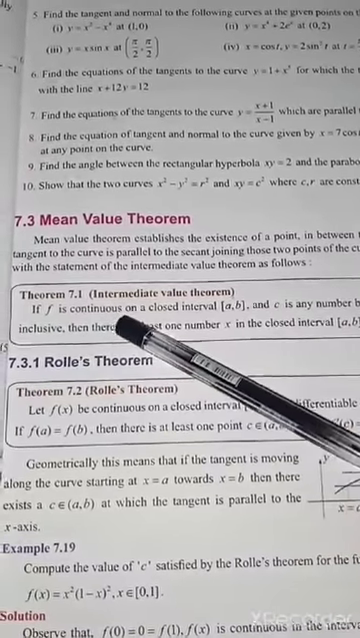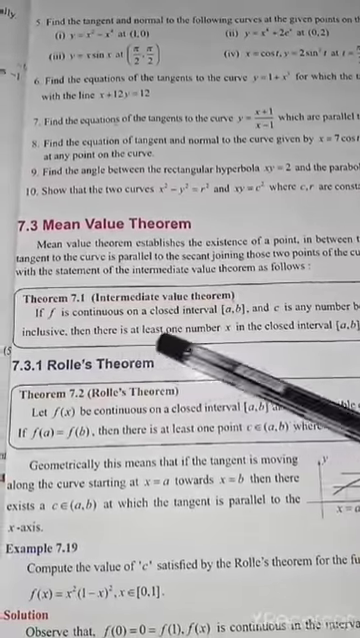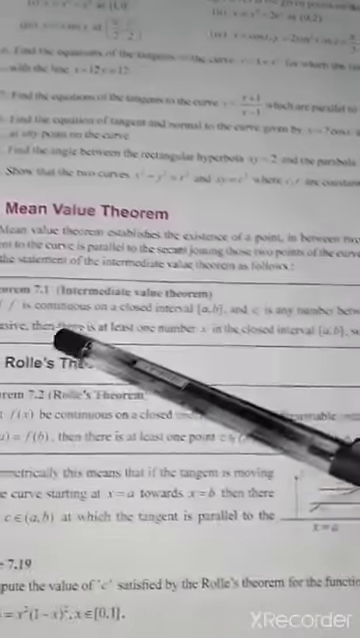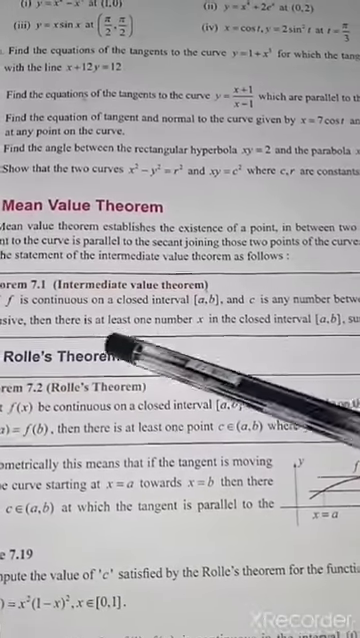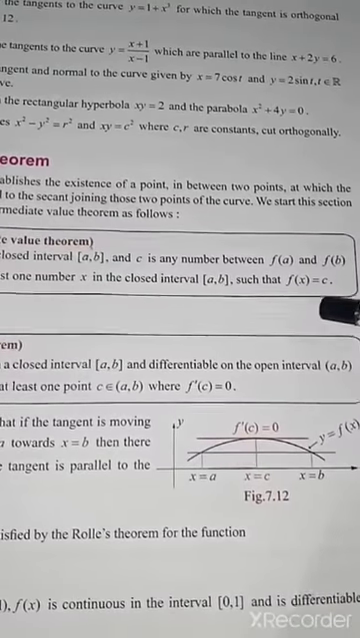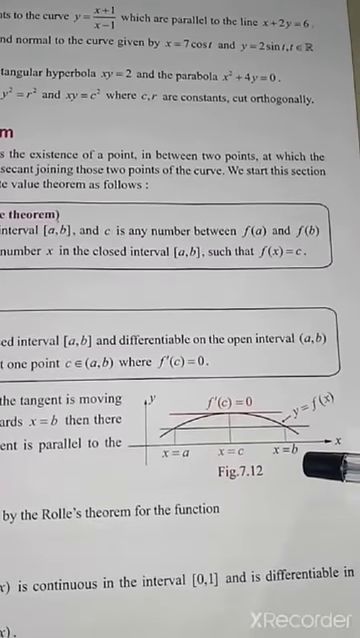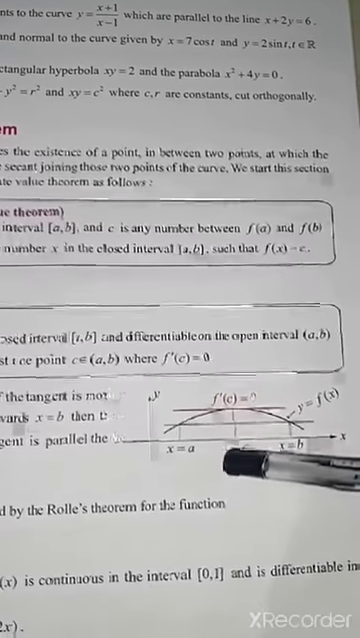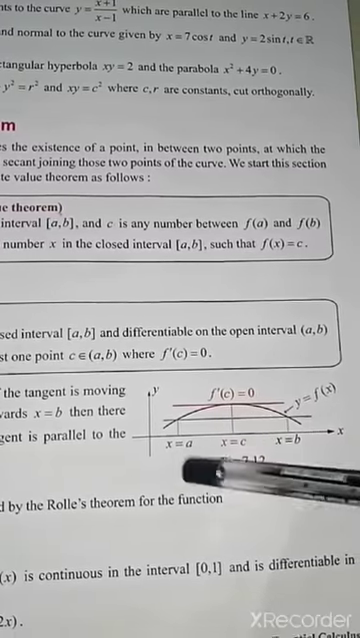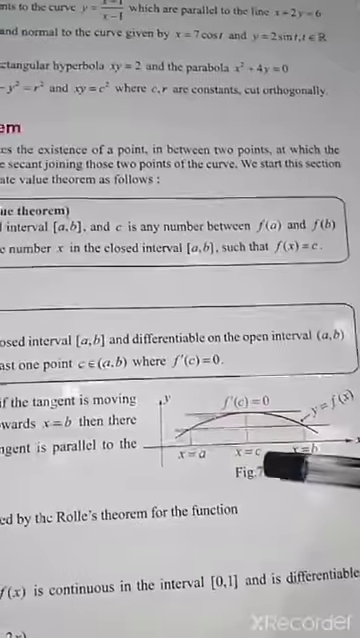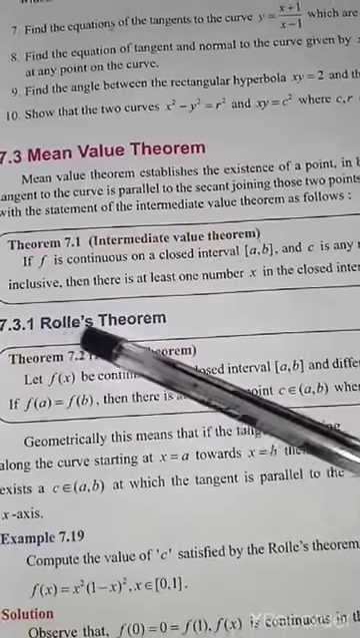Now we can see the intermediate value theorem. If f is continuous, this is the definition: if f is continuous on the closed interval [a, b] and c is any number between f of a and f of b inclusive, then there exists one number x in the closed interval [a, b] such that f of x equal to c. So we take two numbers f of a and f of b, and there exists one number x between x equal to a and x equal to b such that f of x equal to c.